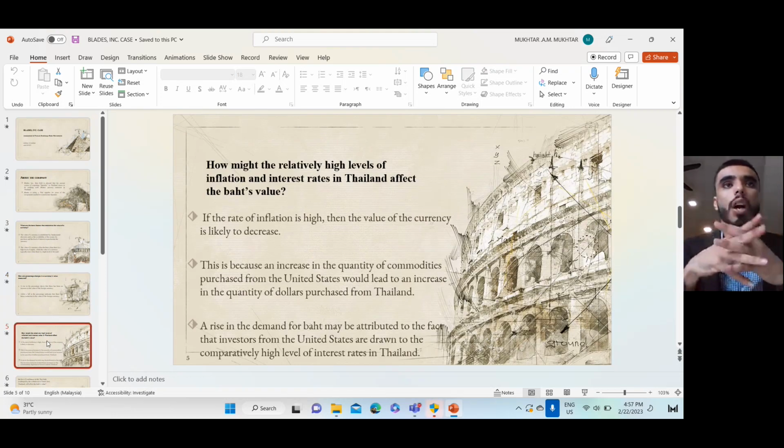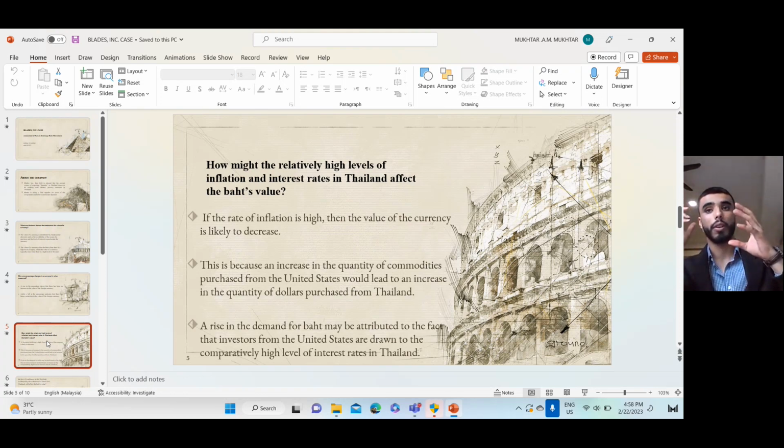And then moving on to how might the relatively high level of inflation and interest rate in Thailand affect baht value? As I told you earlier, with high inflation, how does it affect the currency baht, which is Thailand's currency? If the rate of inflation is high, then the value of currency is likely to decrease. It's a very well-known rule. When inflation gets high in the economy, the value of currency is likely to decrease.